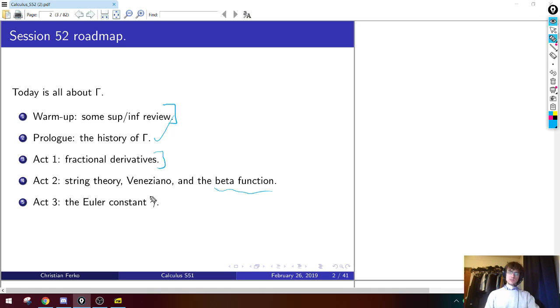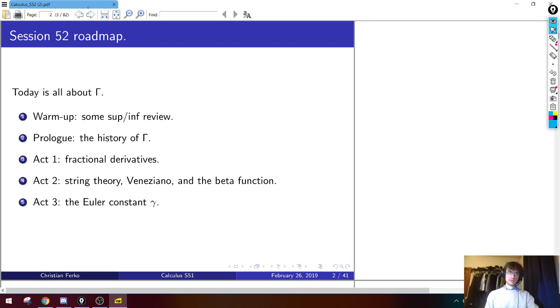And then we'll talk about the Euler-Mascheroni constant, lowercase gamma, which you've now seen in two contexts. It appeared in the solution to the coupon collector problem and also in the formula you wrote down today for maximizing the volume over dimension for an n-ball with a fixed radius. So that is the plan.